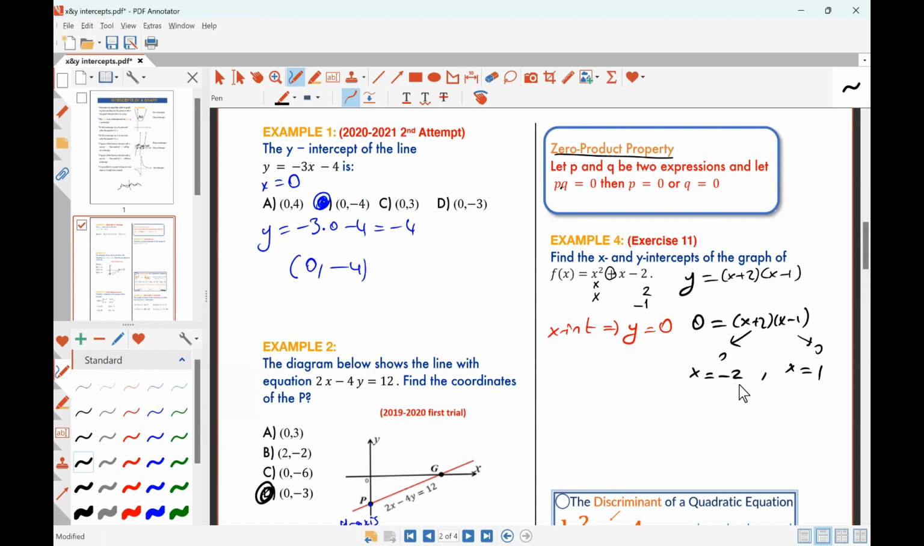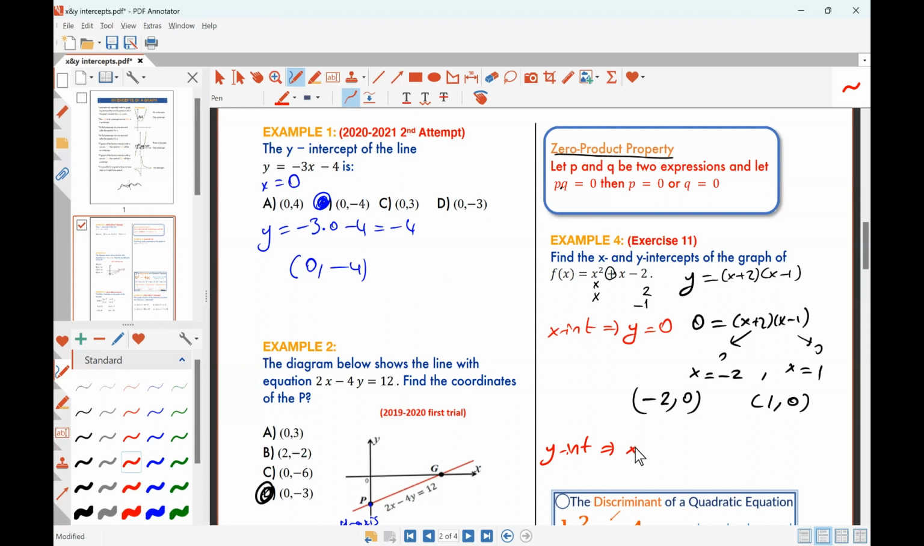Your x is negative 2 for the first point, y is 0. Similarly, our x is 1 for the second one, and our y is 0. So they are the x-intercepts. What about the y-intercept?